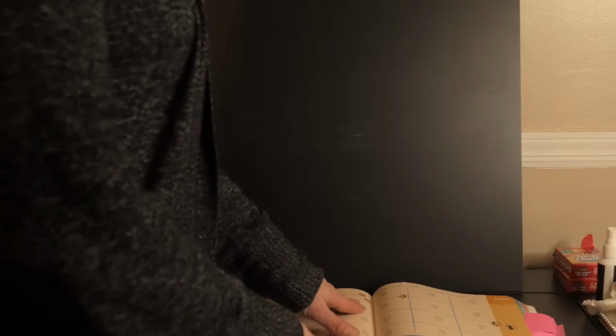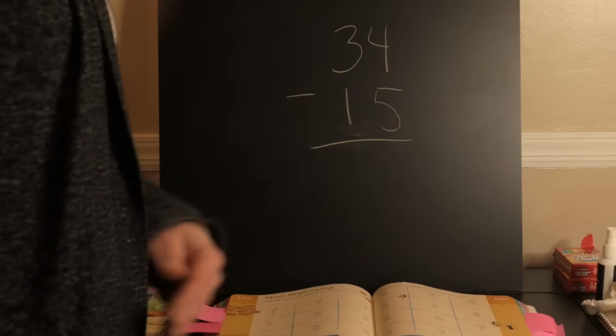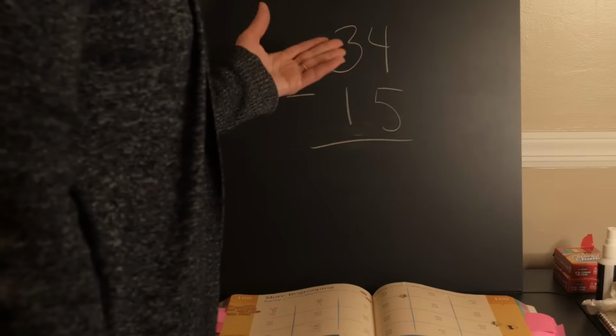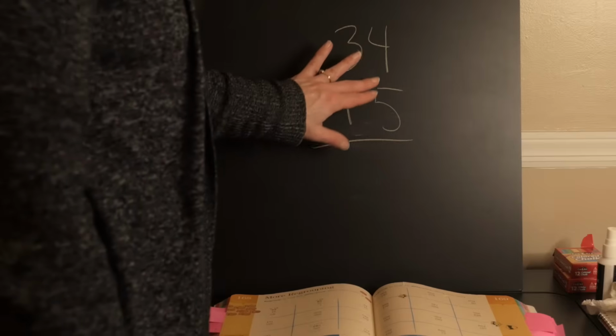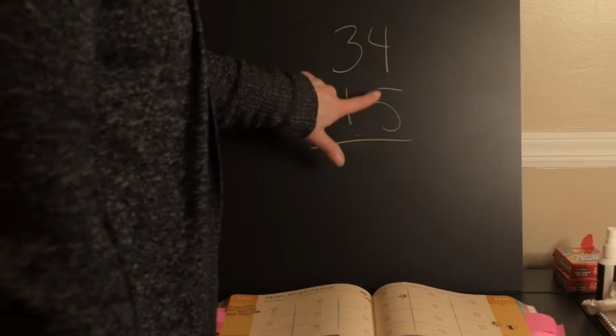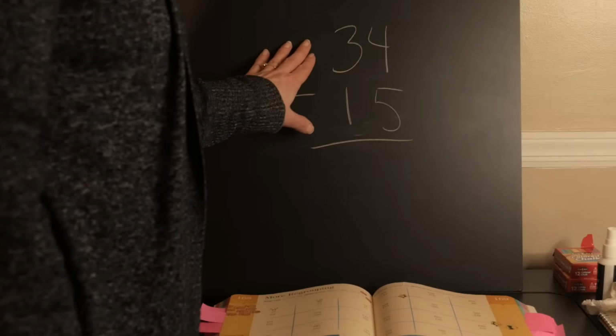So let's start with just a 2-digit example. We'll start here. 34 minus 15. Okay. So now we could easily figure this out in our heads, right? It's a small number, the numbers are close together, but we need to try and remember how to do these operations for when we have more complicated questions.